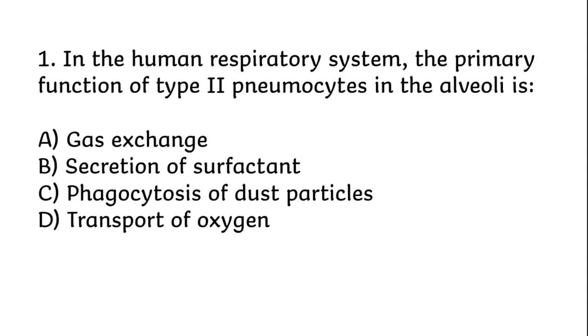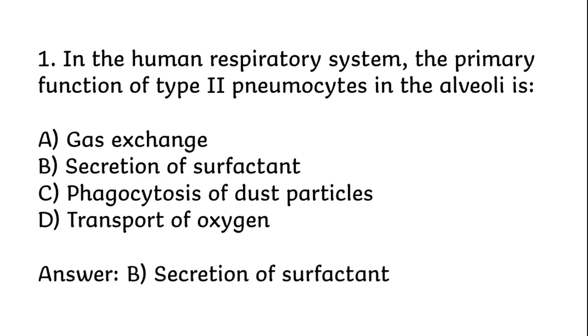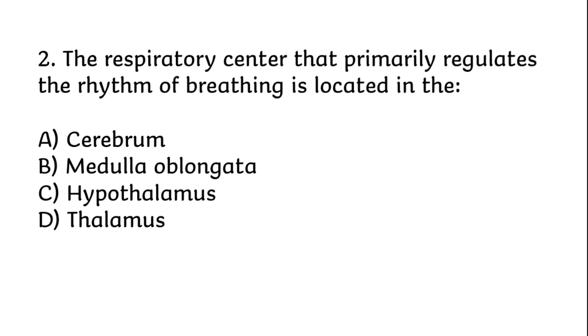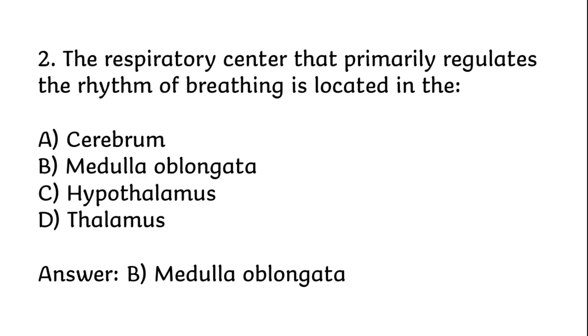In the human respiratory system, the primary function of type 2 pneumocytes in the alveoli is. Correct answer is secretion of surfactant. The respiratory center that primarily regulates the rhythm of breathing is located in the. Correct answer is medulla oblongata.